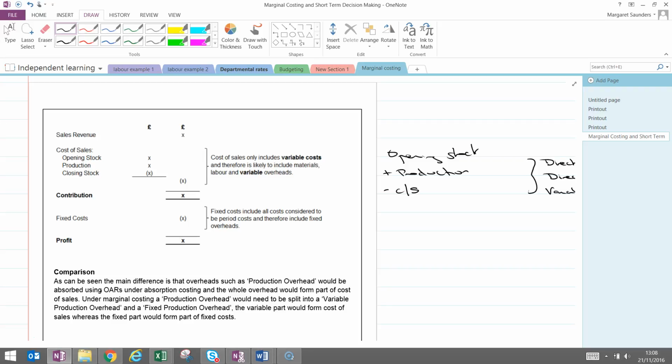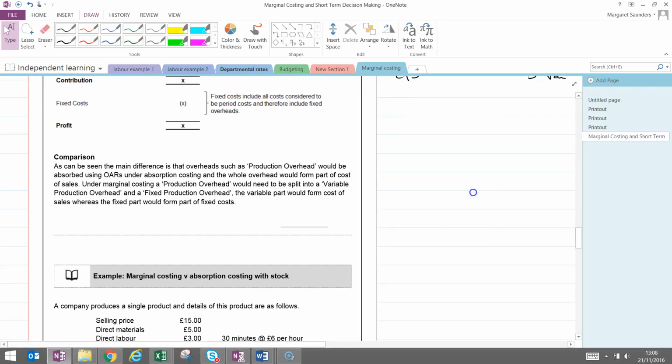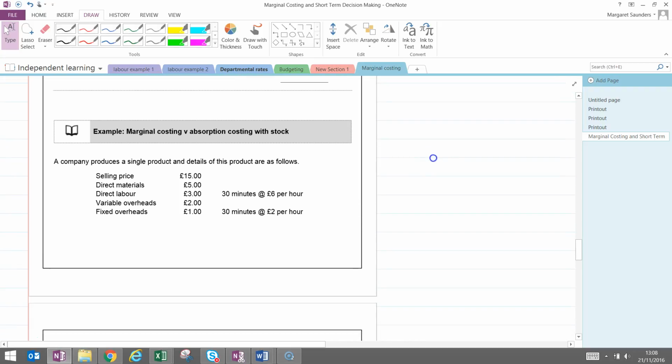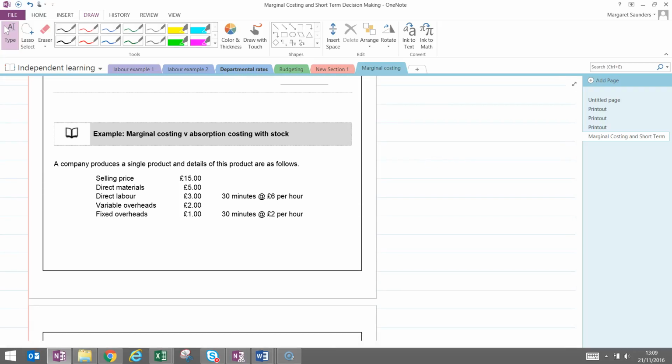Now this will become clearer, I hope, when we look at an example. We're going to complete the statement using both absorption costing and marginal costing, and let's see how the overheads are dealt with.